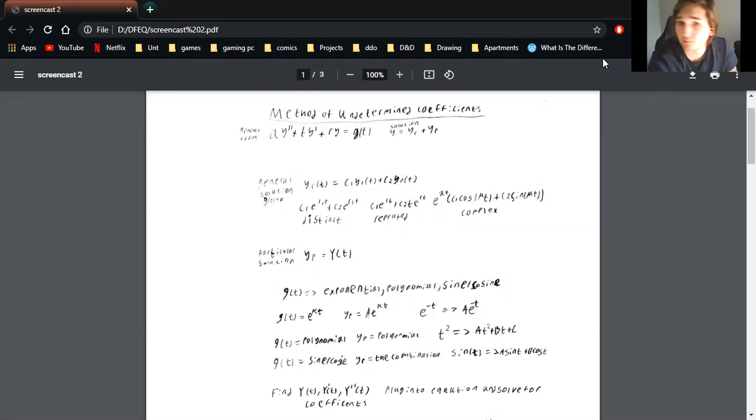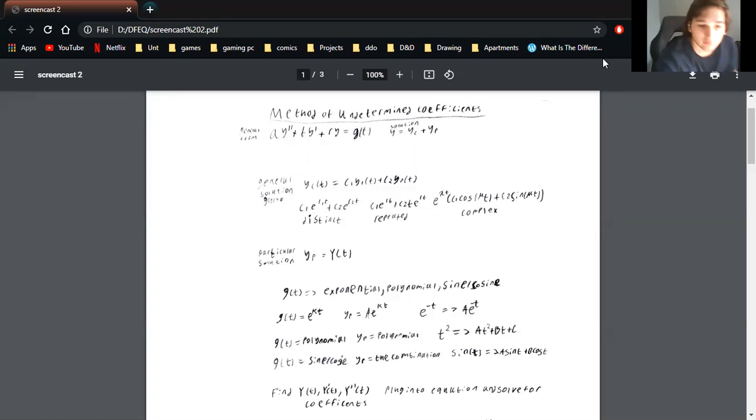So you put your equation, set g equal to 0, and solve for your roots. If your roots are distinct, you get that form. If they're repeated, you get that form. If they're complex, you get that form. That determines what your yc is. It's your general solution.